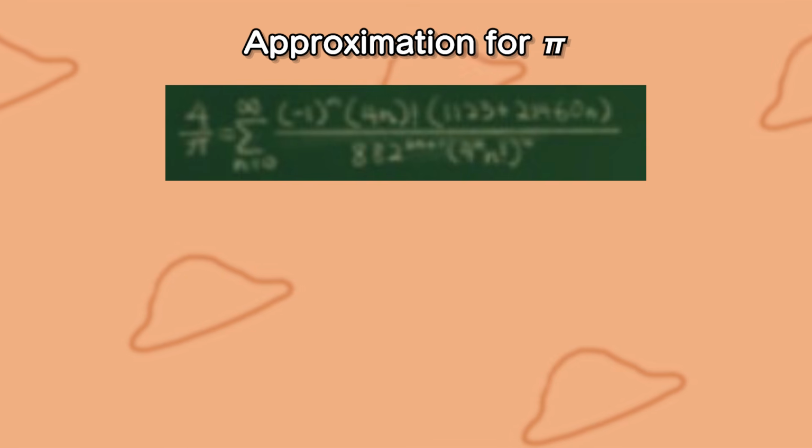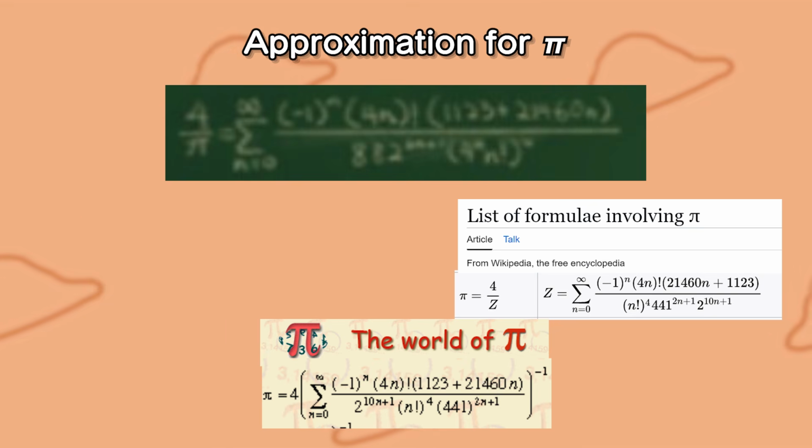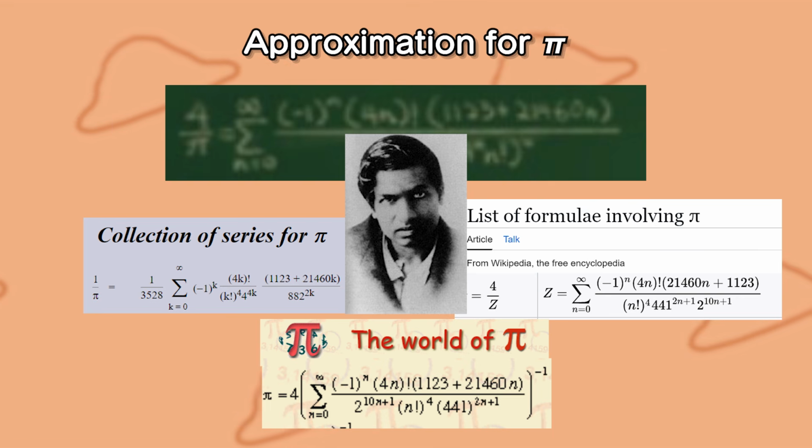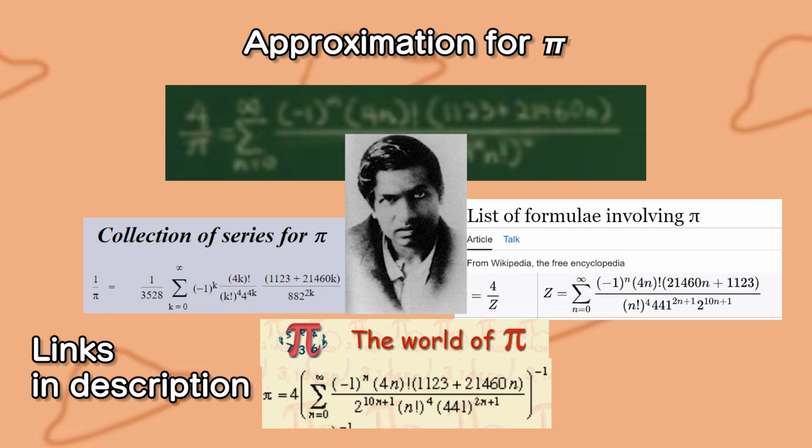The next one is even more troubling. This formula approximates the value of pi using a convergent series. These websites are attributed to Ramanujan, but I cannot find a good primary source for it. If you know one, I would love to hear it.